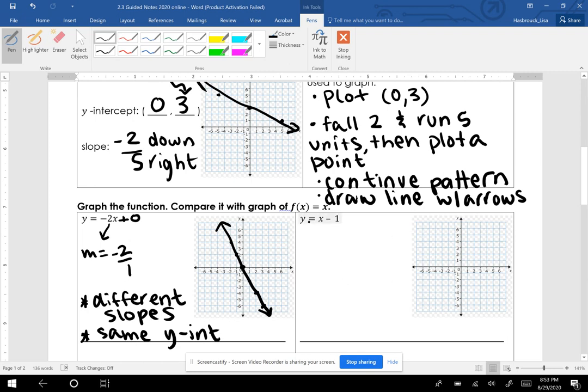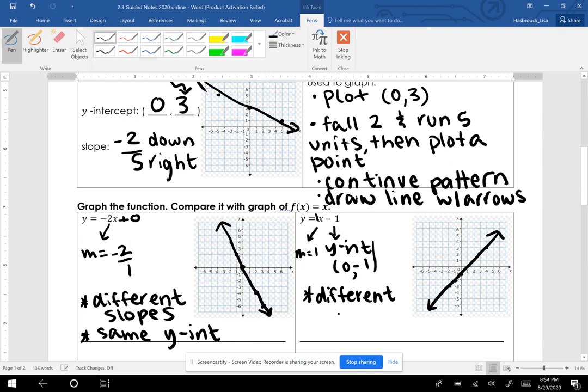For the next one, we have y equals x minus 1. So our y-intercept is 0, negative 1. So I'm going to plot a point at negative 1. And then our slope is 1. So from my y-intercept, I'm going to go up 1 over 1, up 1 over 1, up 1 over 1, and continue the pattern. I can also go down 1 and back 1. I draw a line with arrows. So the difference between this and the parent is there's different y-intercepts, but we have the same slope.